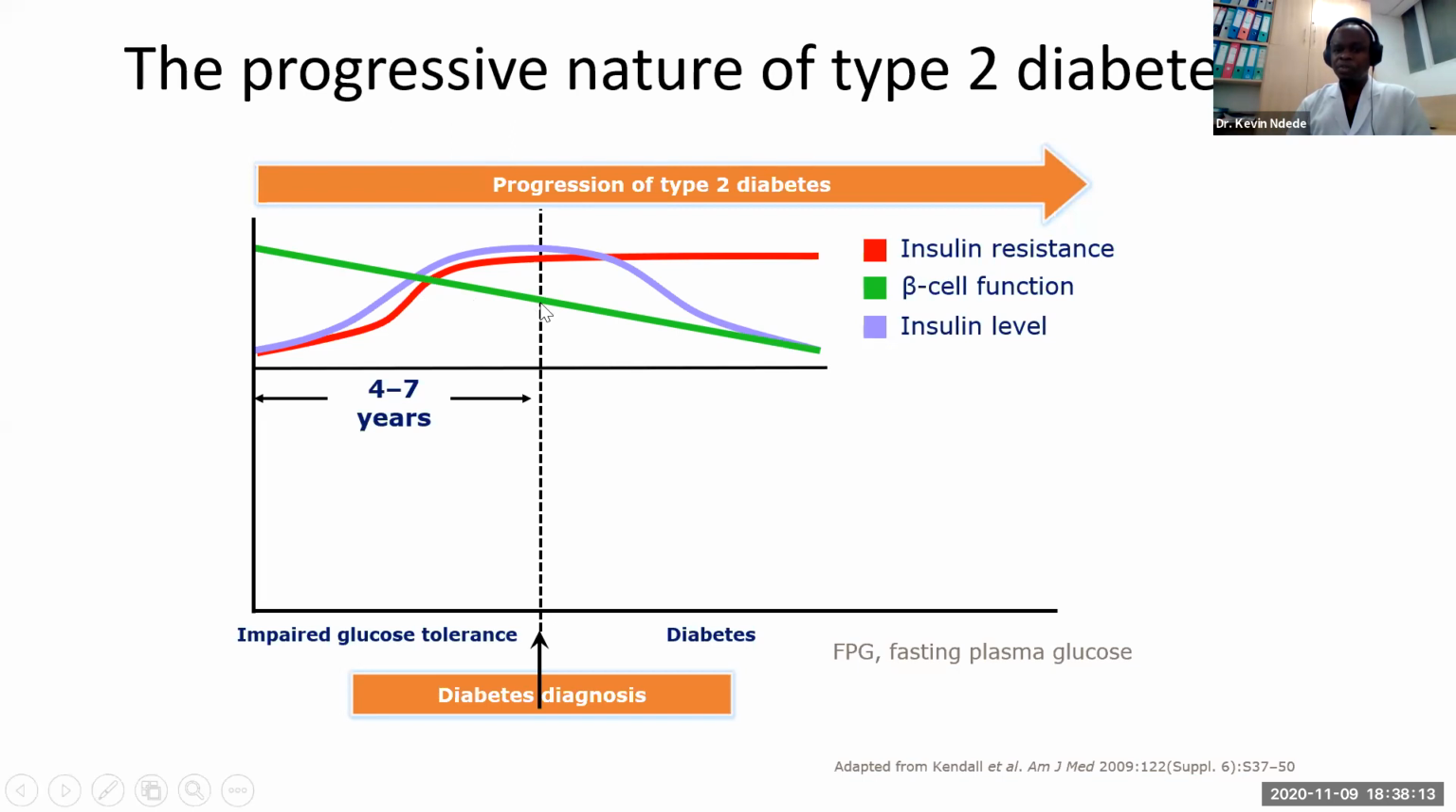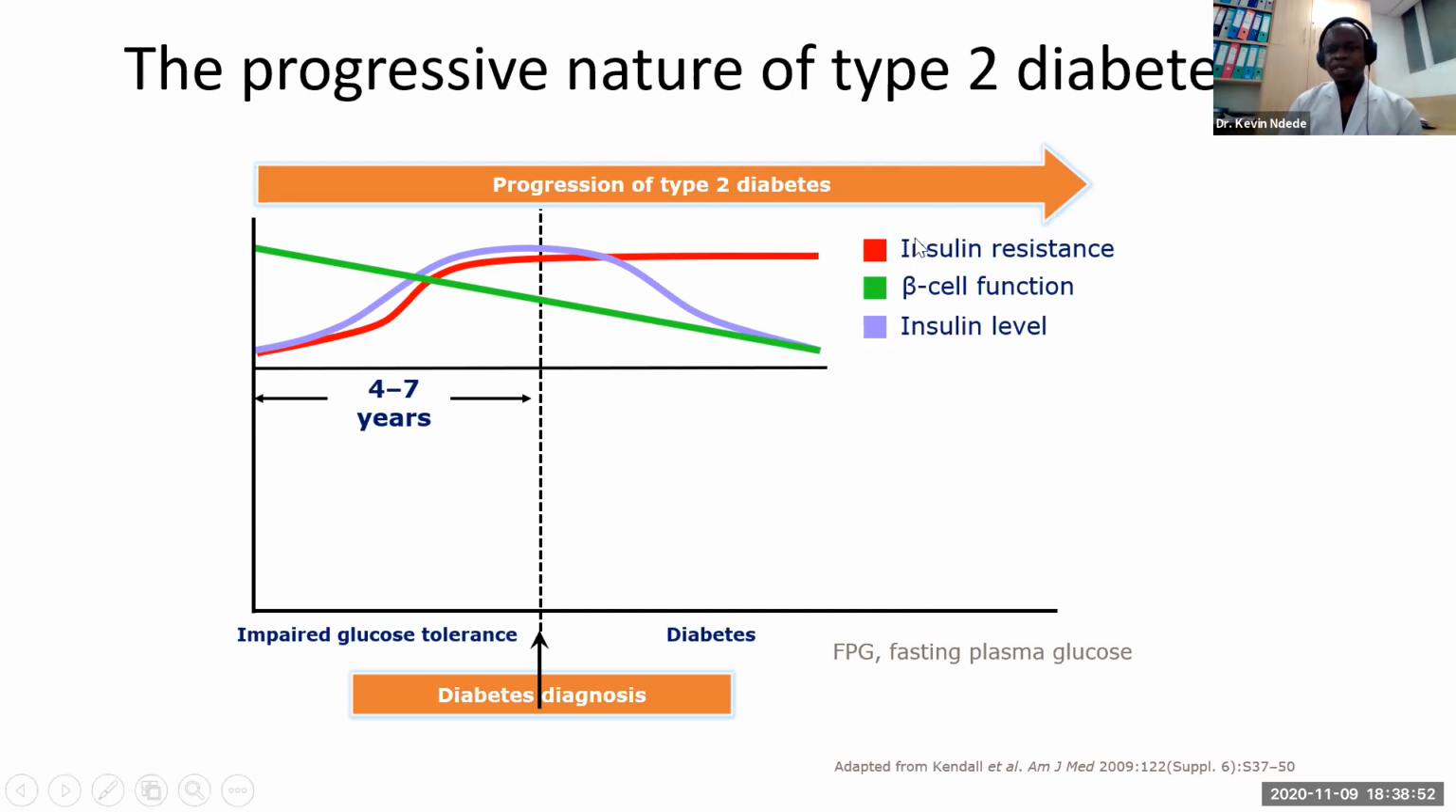But when people are diagnosed with diabetes, the rate of this decline actually increases, and progressively over the years, beta cell function declines. And we shall see later on that when it comes to intensification of treatment, if we extrapolate this line probably to the base, you will realize we get to a point where there is virtually non-existent beta cell function. And therefore, it means that people with type 2 diabetes will eventually, if they live long enough, require insulin therapy.